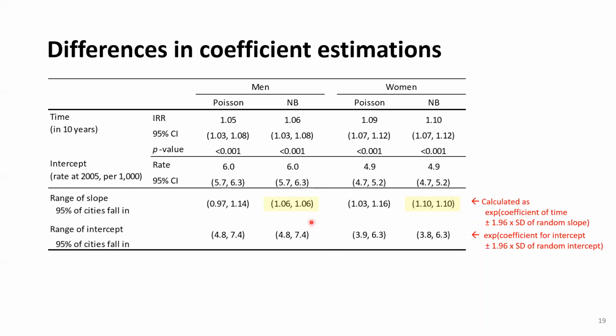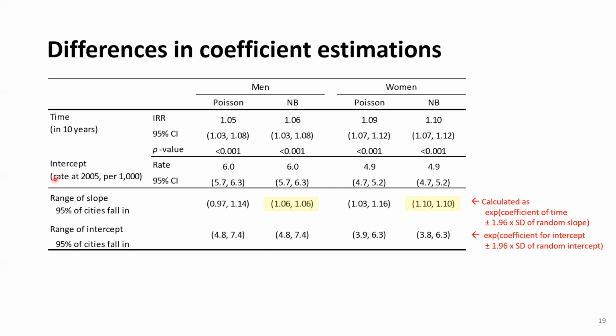And let's look at the coefficient table again. So this is for men and women, comparing estimated coefficients from the Poisson model and negative binomial. So here, the overall trend, time in 10 years, is 1.05 and 1.06, very similar, with the same confidence interval for men. The difference is 0.01, so it's almost nothing, and the confidence interval is the same.